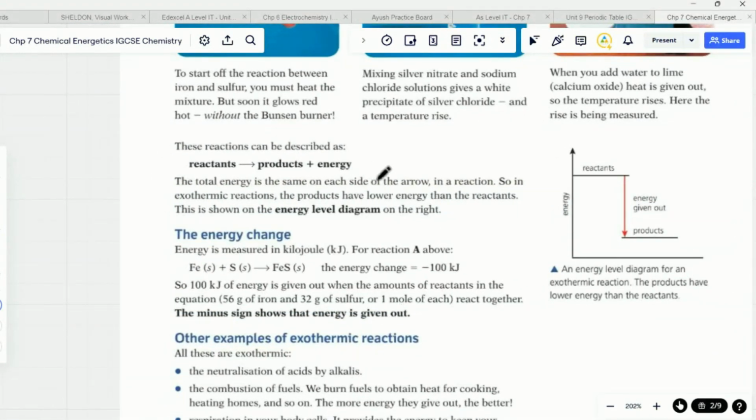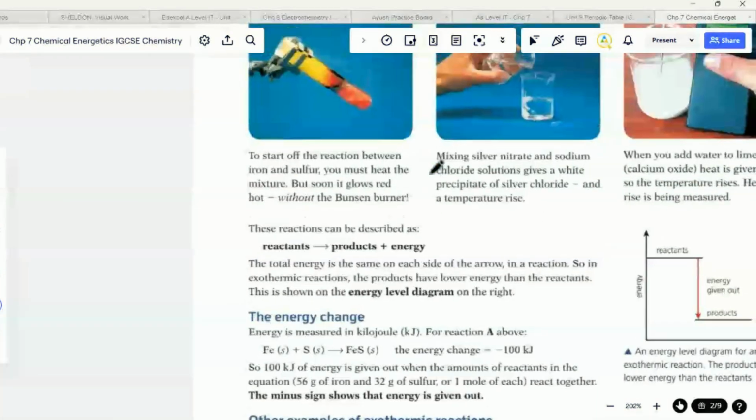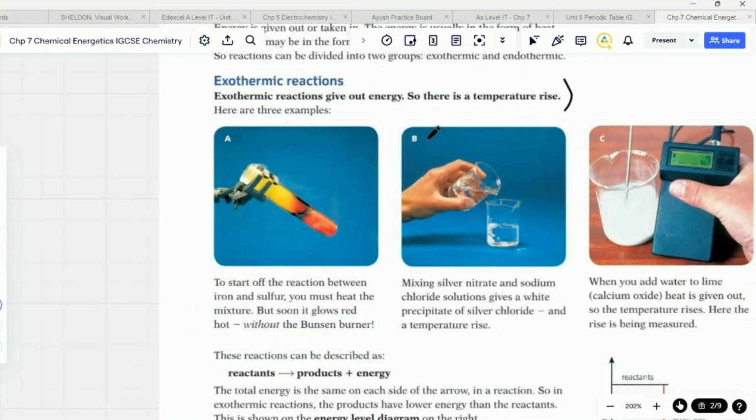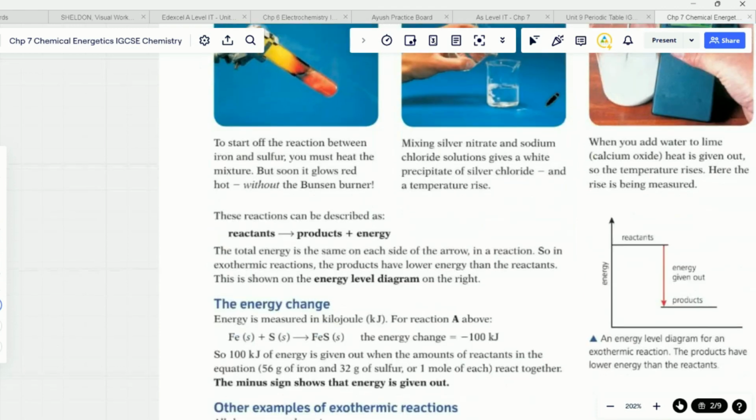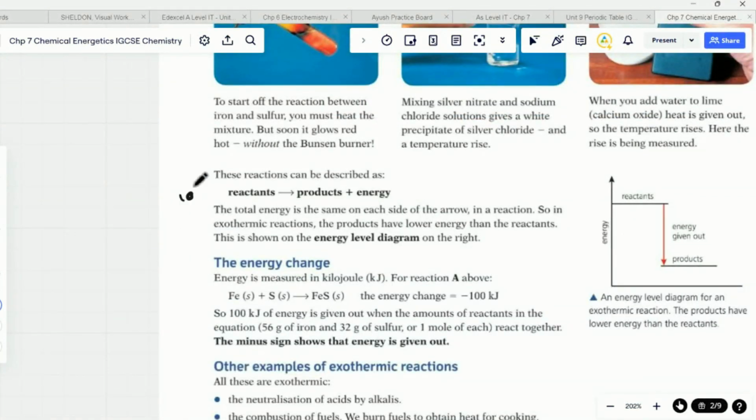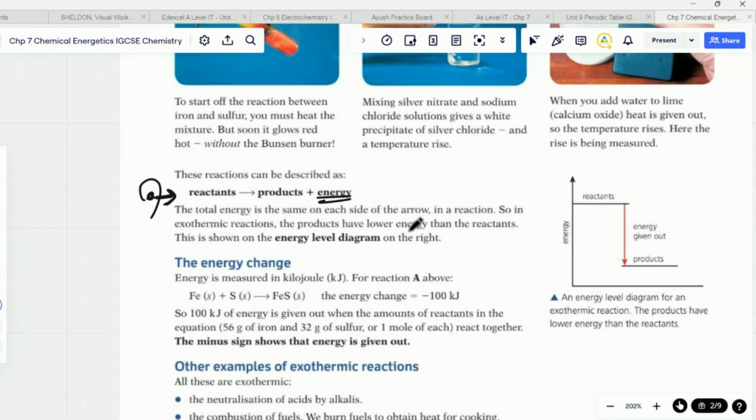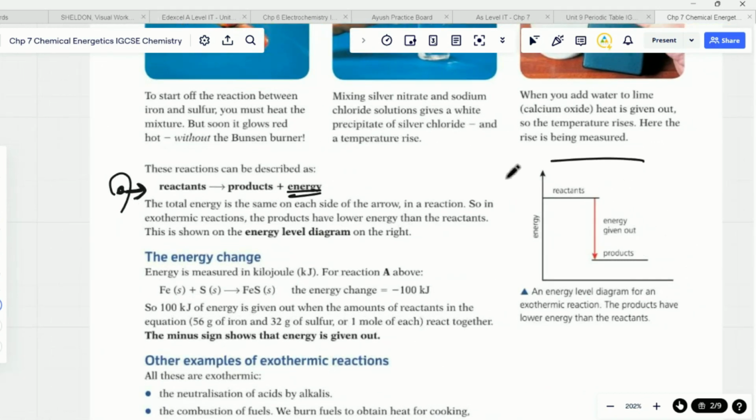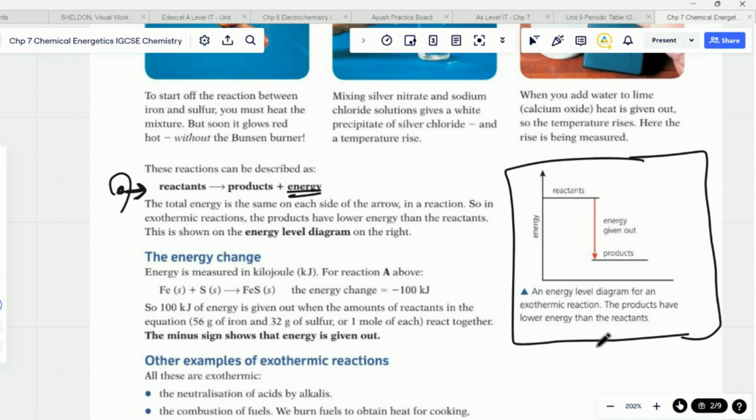So, exothermic reactions. What is an exothermic reaction? This is the definition that you all properly have to memorize. The exothermic reactions give out energy, so there is a temperature rise, that is, heat is given out. If they ask you to represent an exothermic reaction through an equation, this is how you would represent it. The energy is always where? On the product side. The energy is always given out. And if they ask you to show the energy level diagram or pathway diagram of an exothermic reaction, this is how you would draw that diagram.